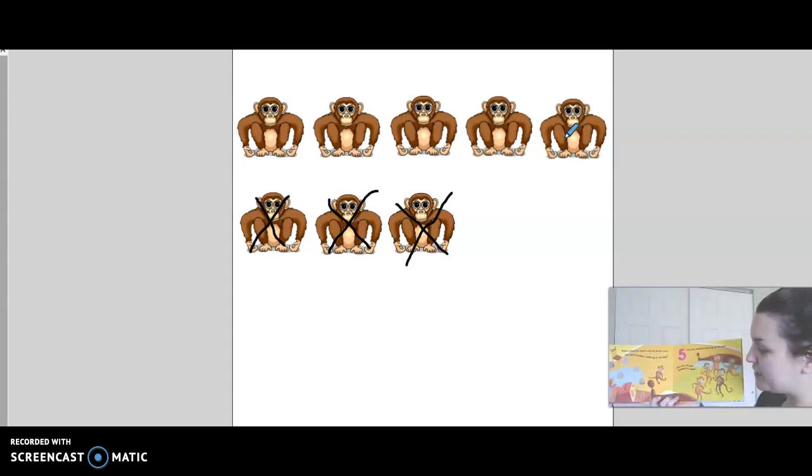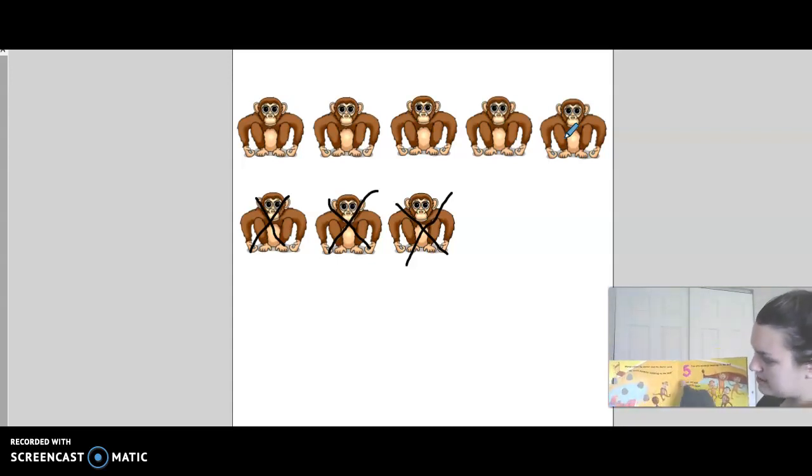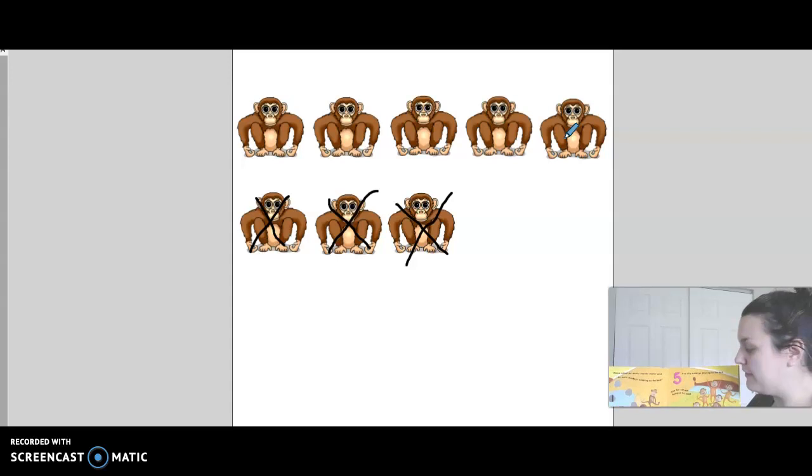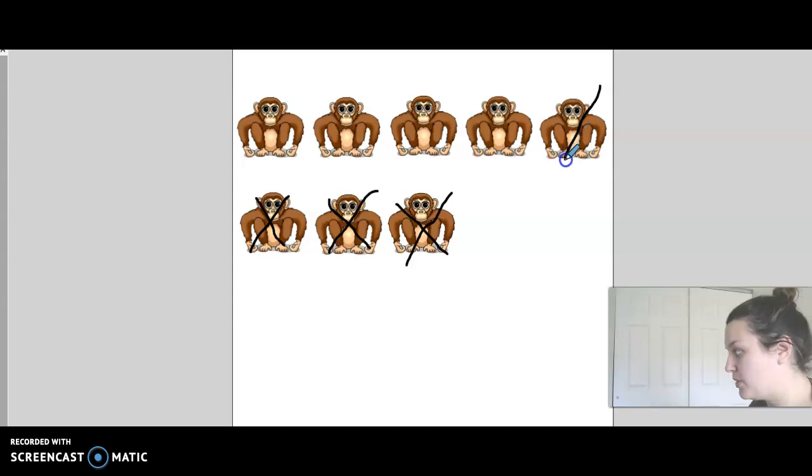Mama called the doctor, and the doctor said, "No more monkeys jumping on the bed." What number is that? A 5. Good job. If you said 5, you're right. 5 silly monkeys dancing on the bed. One fell off and bumped his head. Okay, what do I have to do? Up to our picture here, I have to cross one out to show one less or subtract one.